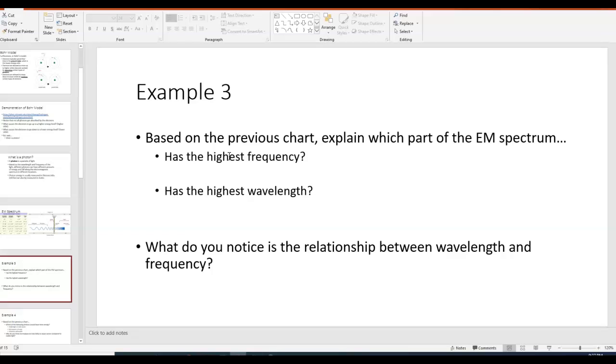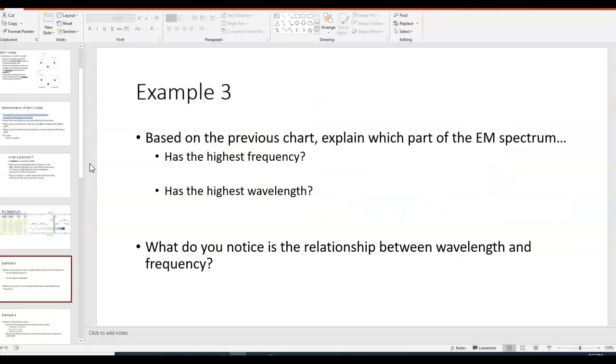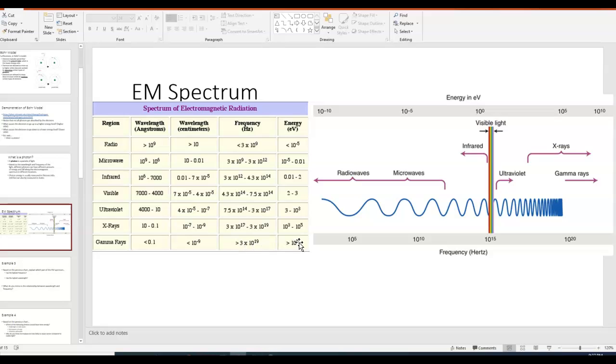Just a quick question. Based on the previous chart, explain which part of the EM spectrum has the highest frequency and which part has the highest wavelength. Okay, so I'm going to go back, pause it here if you need to look at this. Okay, so based off of this chart, explain which part of the EM spectrum has the highest frequency. Well, that would definitely be the gamma rays at the bottom that also has the highest energy. You can also visually see how the frequency gets way higher, the wavelength gets smaller when you go to this side of the chart. Which side has the highest wavelength? That would be radio waves.